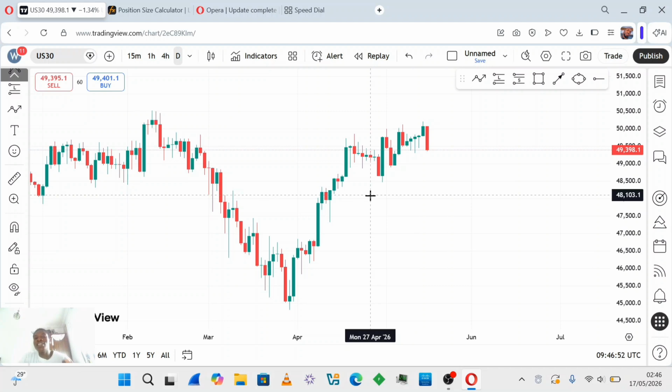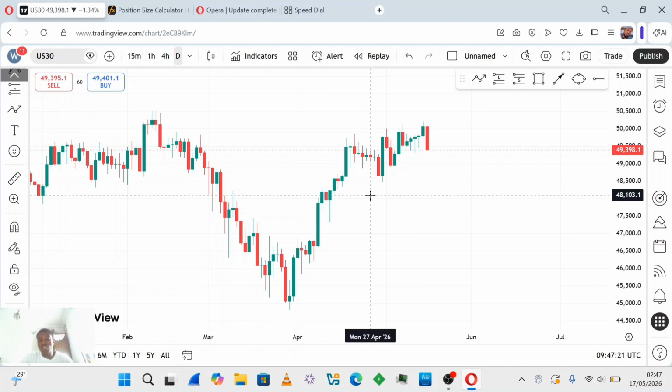Make sure that the daily and 4 hours align, and make sure that 4 hours and 15 minutes time frame align before taking a trade. Sometimes daily 4 hours will align. Maybe daily 4 hours is a downtrend, while 1 hour time frame is an uptrend. What I will do is I will wait for 1 hour time frame to change to sell trend before I will get into the trade.